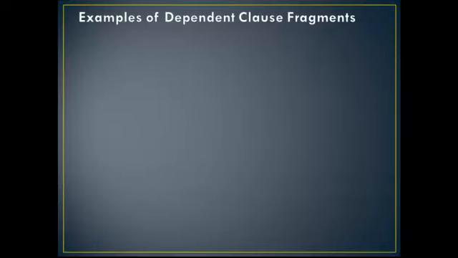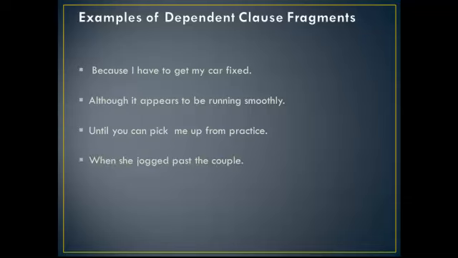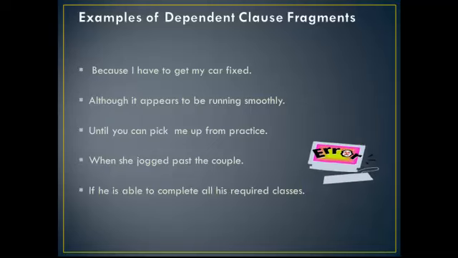Examples of dependent clause fragments. Because I have to get my car fixed. Although it appears to be running smoothly. Until you can pick me up from practice. When she jogged past the couple. If he is able to complete all his required classes.